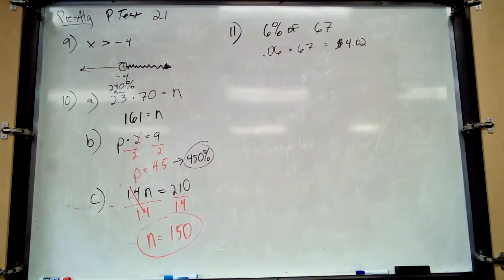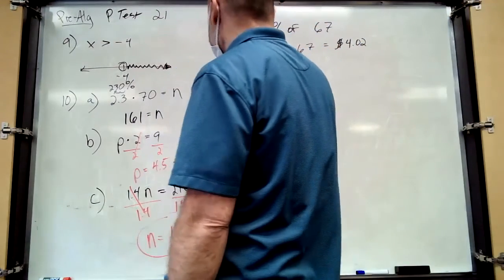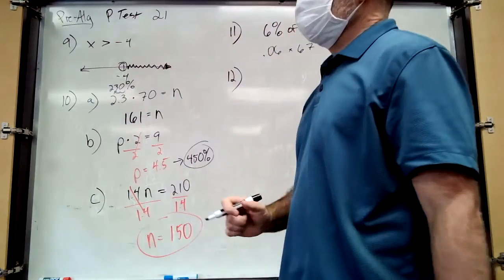Now, if they ask for the total price, what would you do? That's easy. You add it to 67, right? Any questions with finding sales tax? What if it was 7%? Then you just do the same thing, 0.07 times 67. Good.